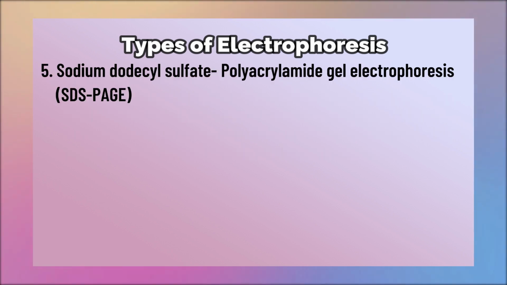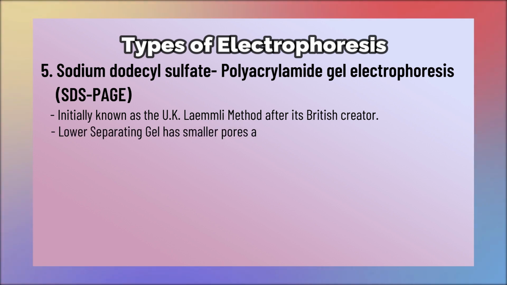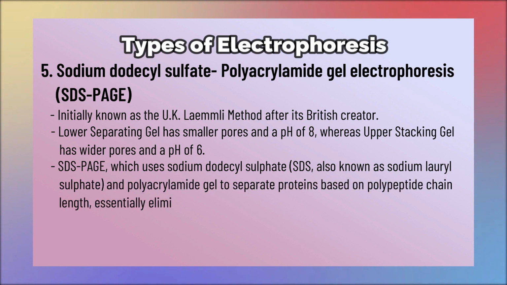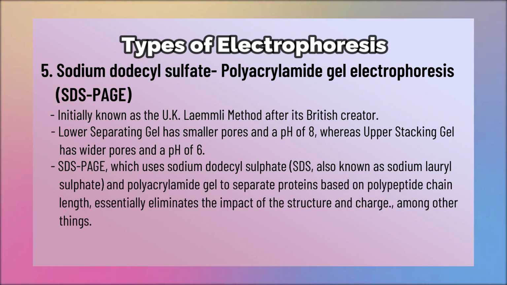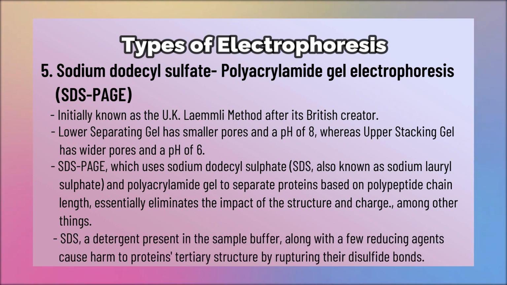5. Sodium dodecyl sulfate polyacrylamide gel electrophoresis, officially known as the Laemmli method after its British creator. The lower separating gel has smaller pores and a pH of 8, whereas the upper stacking gel has wider pores and a pH of 6. SDS-PAGE, which uses sodium dodecyl sulfate, known as SDS or sodium lauryl sulfate, and polyacrylamide gel to separate proteins based on polypeptide chain length, essentially eliminates the impact of structure and charge. SDS, a detergent present in the sample buffer, along with a few reducing agents, causes harm to proteins' tertiary structure by rupturing their disulfide bonds.